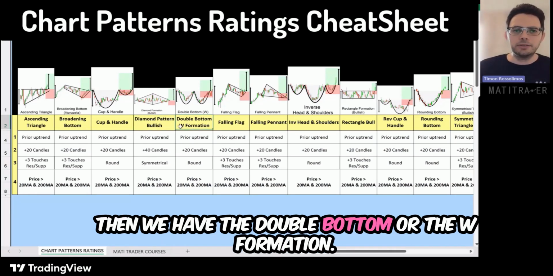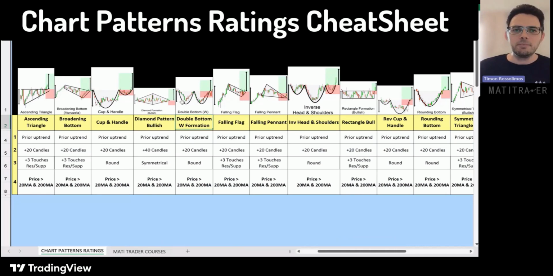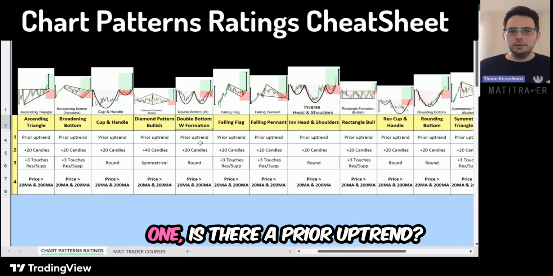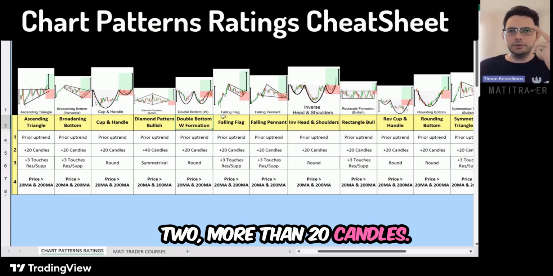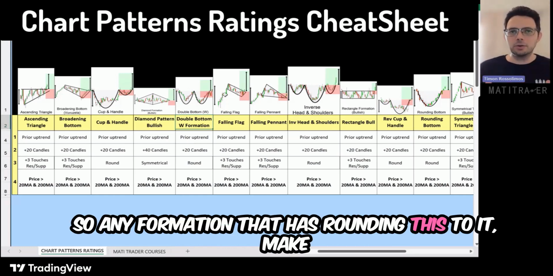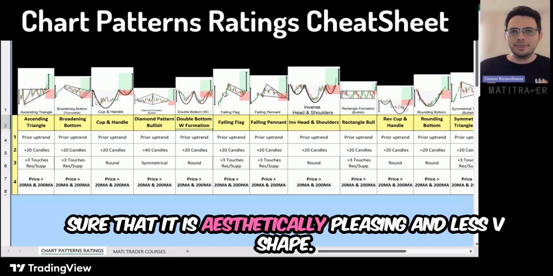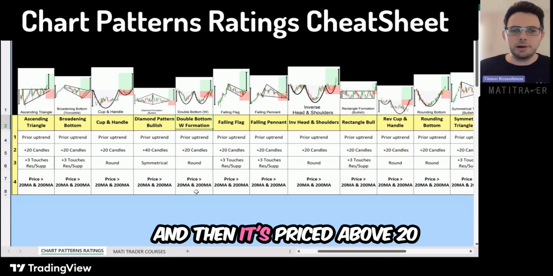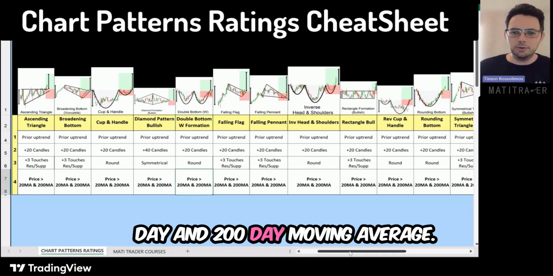Then we have the double bottom or the W formation. Okay. 1, is there a prior uptrend? 2, more than 20 candles. 3, how round is it? So any formation that has roundness to it, make sure that it is aesthetically pleasing and less V-shaped. And then is price above the 20-day and 200-day moving average.